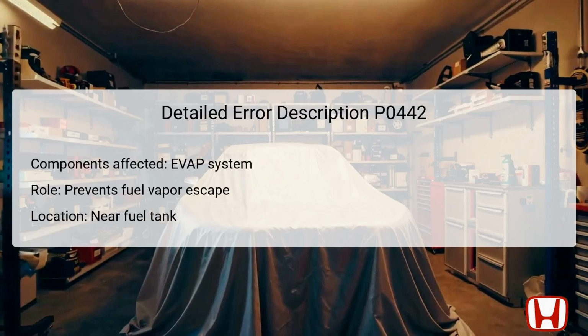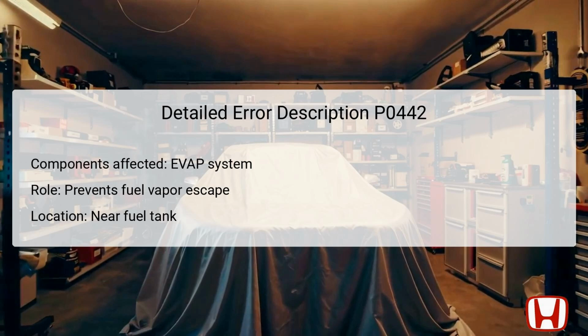The DTC P0442 points to a malfunction in the EVAP system, which is designed to capture fuel vapors from the gas tank and route them to the engine for combustion. Its main components include the fuel tank, various vapor lines, the EVAP canister, and the FTP sensor. The FTP sensor plays a pivotal role by monitoring the pressure in the fuel tank and sending signals to the engine control module, ECM. If leaks are detected, these signals trigger a fault code, such as P0442.